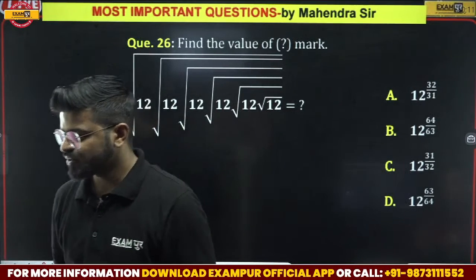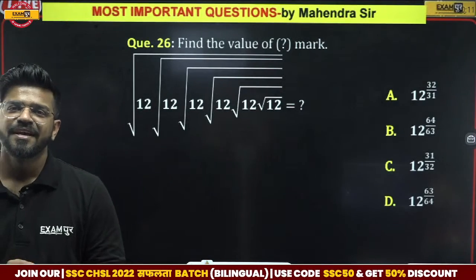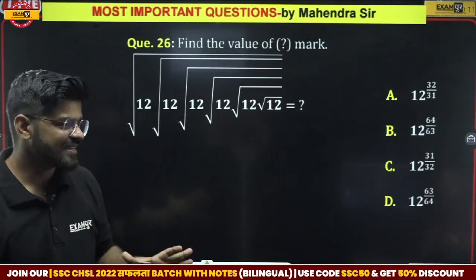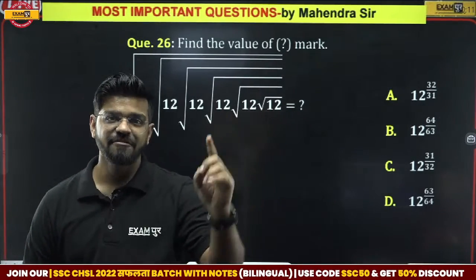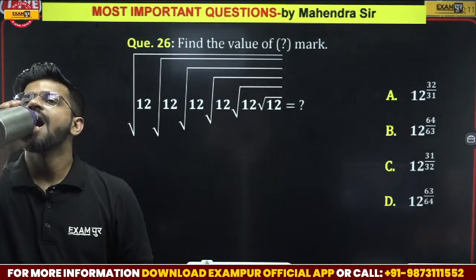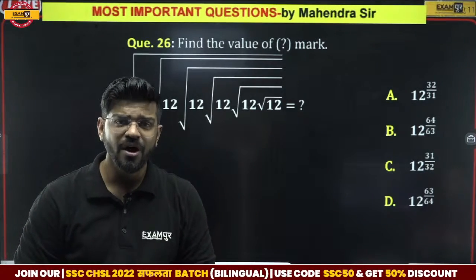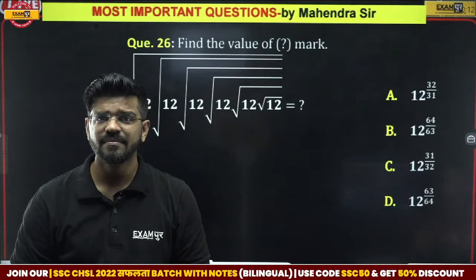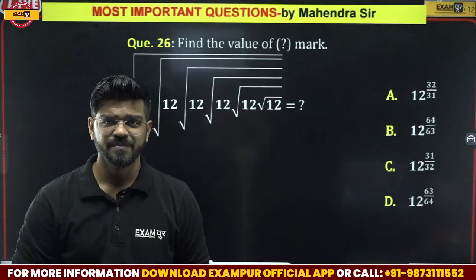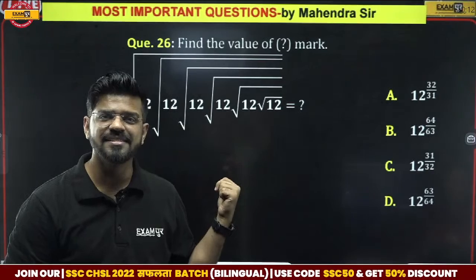Now tell me the answer for this question. What do you do for this? This question doesn't have an infinite sign, if you can see that. So now what do you do? Tell me. Have you seen this type of question, or do you know how to solve this type of question? From A to D, which option will it be?